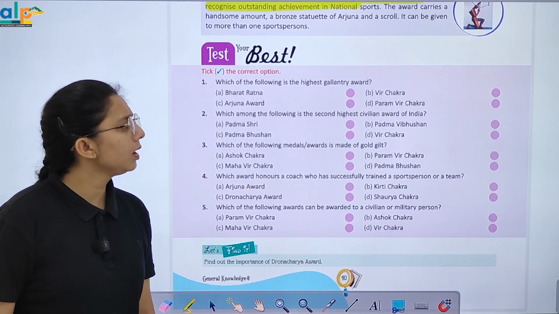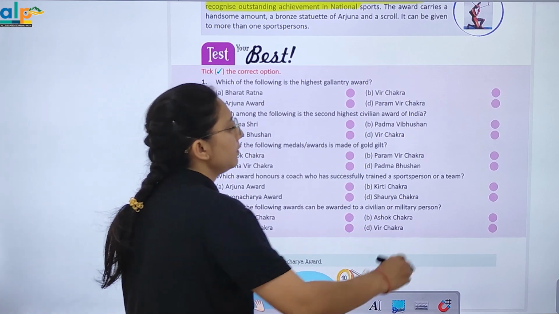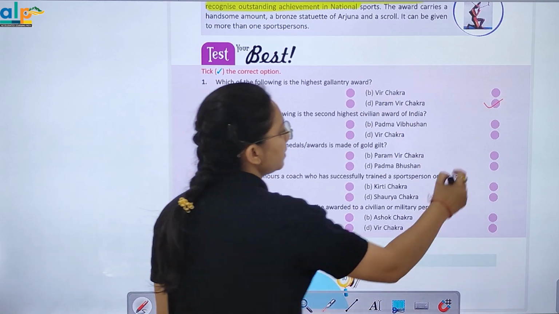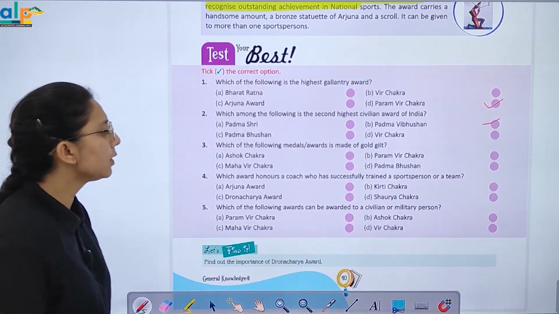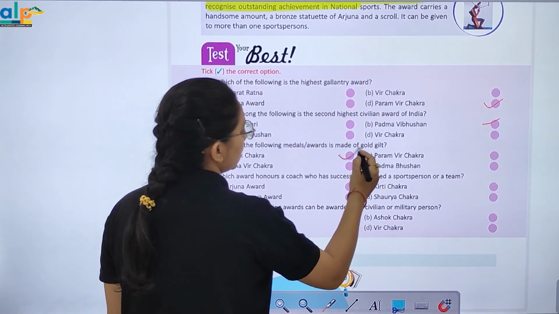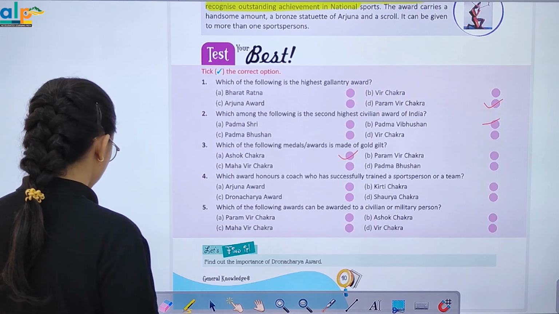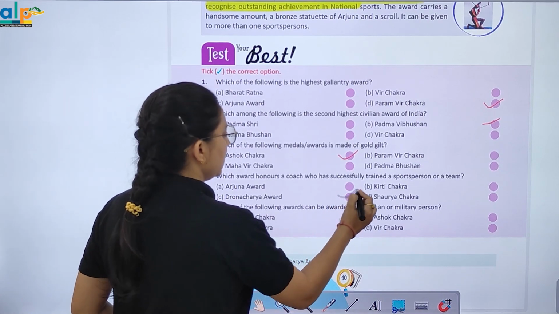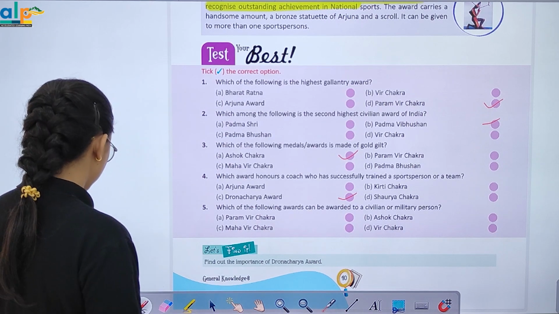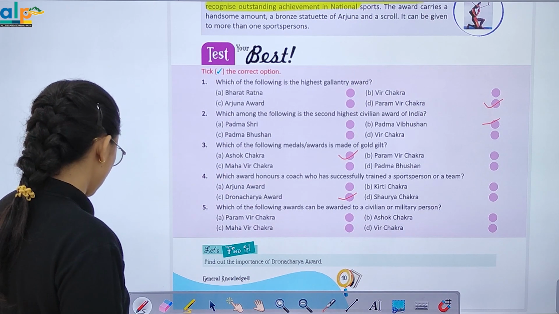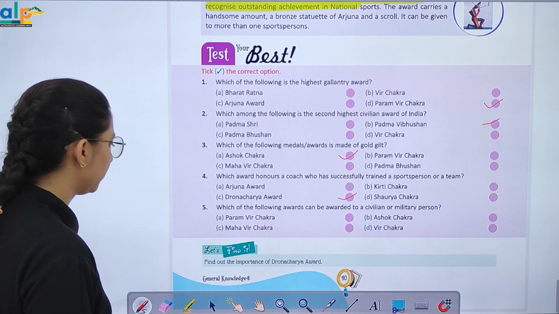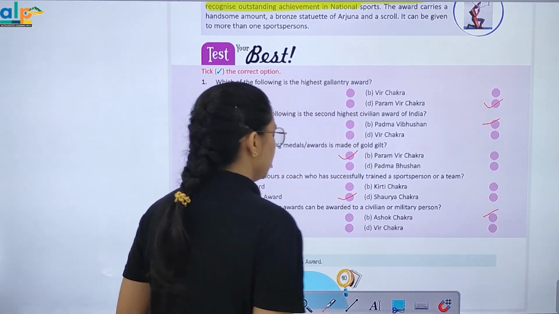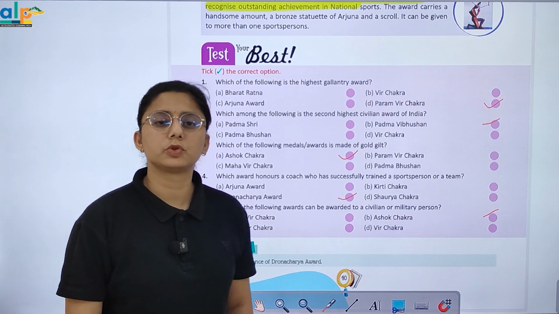First is, which of the following is the highest gallantry award? That is Param Vir Chakra. Next is, which of the following is the second highest? Padma Vibhushan. Which of the following is made of gold gilt? Ashok Chakra. Now, which award is given to a sportsperson? That is Dronacharya. B is your fifth one. Which of the following awards is given to a military person or civilian? That is your Ashok Chakra. Right?